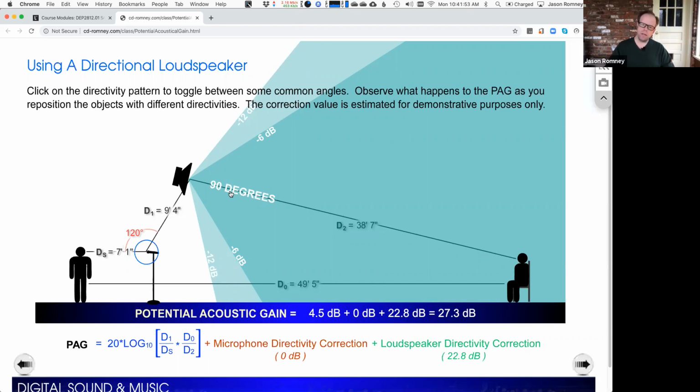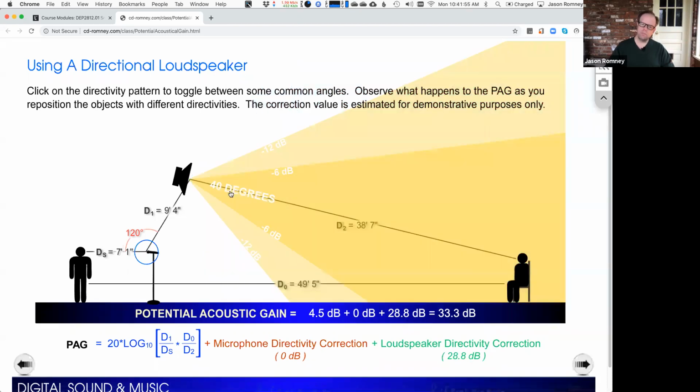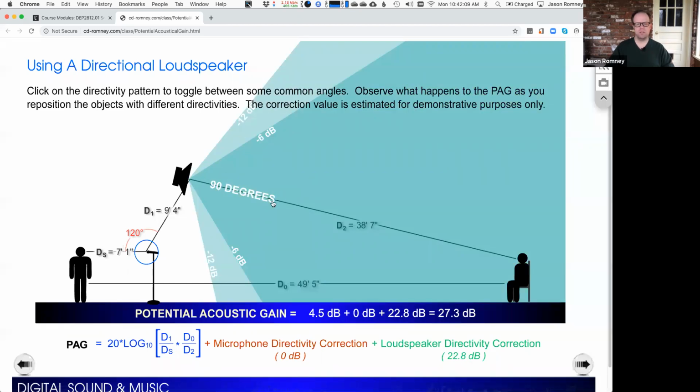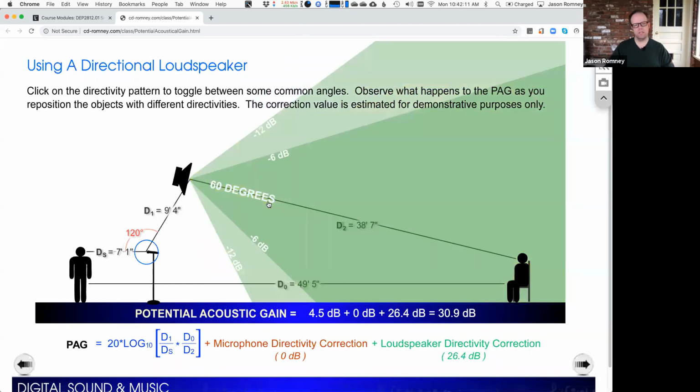But what if I go to a much narrower pattern? What if I go to 40 degrees? Ooh, now I'm getting 28 dB of gain using this directional loudspeaker, right? I only get 26 dB of additional gain with the 60 degree, 22 or 23 with the 90. So this is where directivity can become your friend.